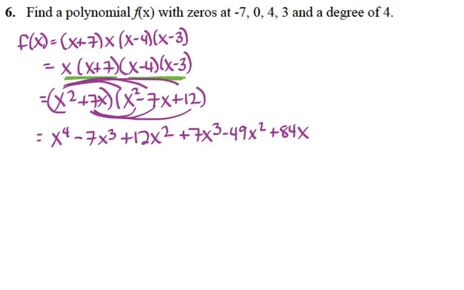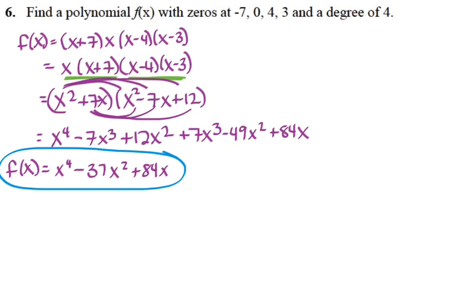And finally, we can combine our like terms. So I have x to the 4th, my x cubes end up canceling out. Minus 37x squared plus 84x. And there you go.